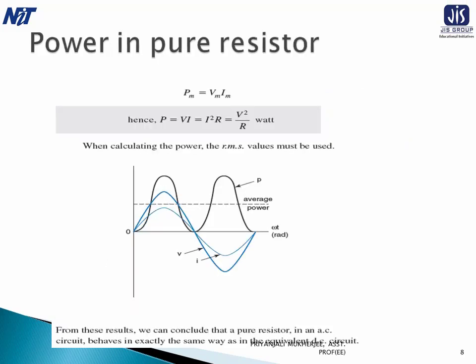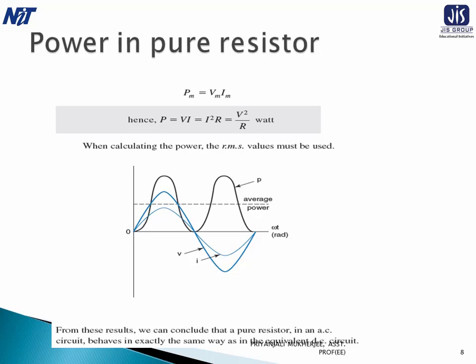Next is the power in the pure resistor. Power is actually the multiplication of voltage and the current. So V maximum into I maximum represents the power, whereas P equals V into I, or we can write I square R, that is equal to V square divided by R. When we are calculating power, we will consider the RMS value, which we are discussing in the next slide.